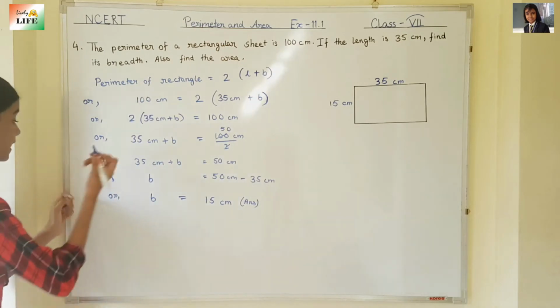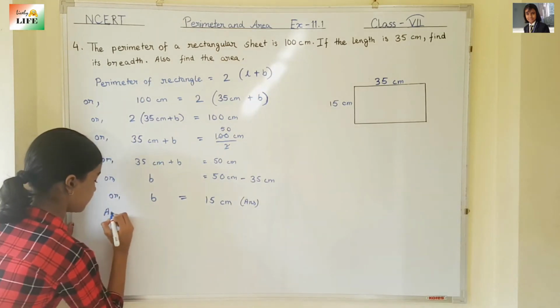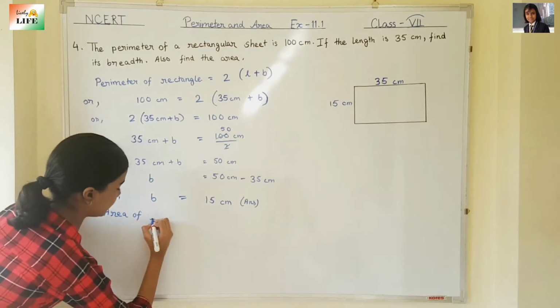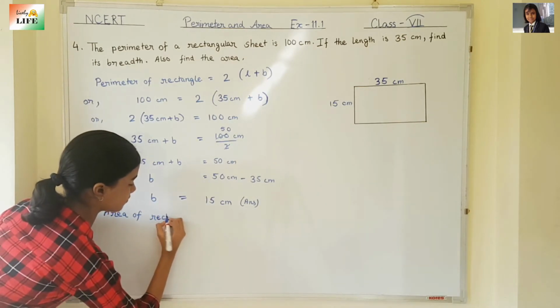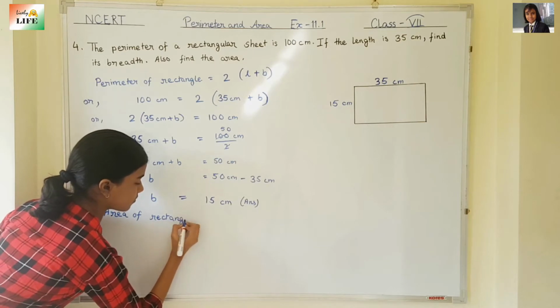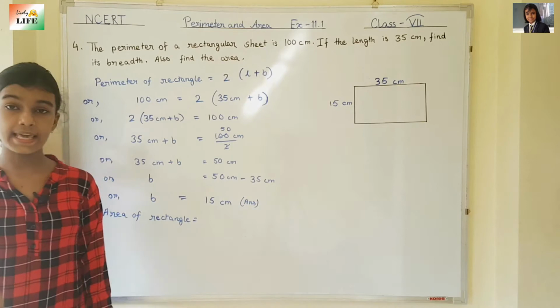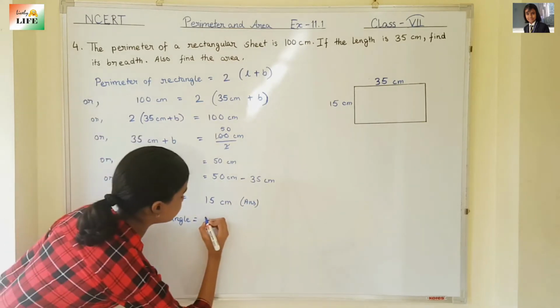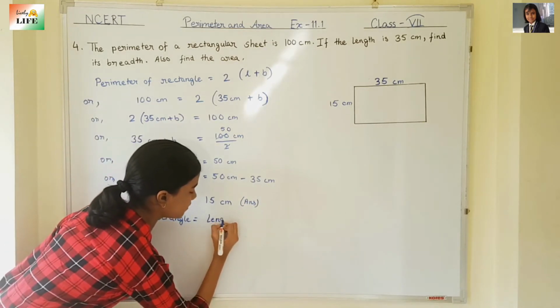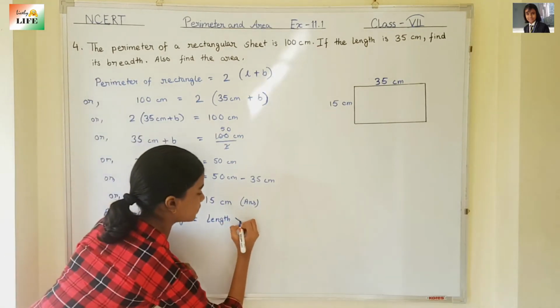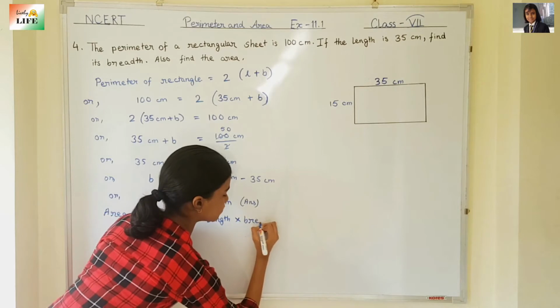Now see, over here it is also telling, also find the area. Now let's find the area of the rectangle. What is the formula of area of rectangle? It is length into breadth, right? We can write it as L into B also. Length into breadth.